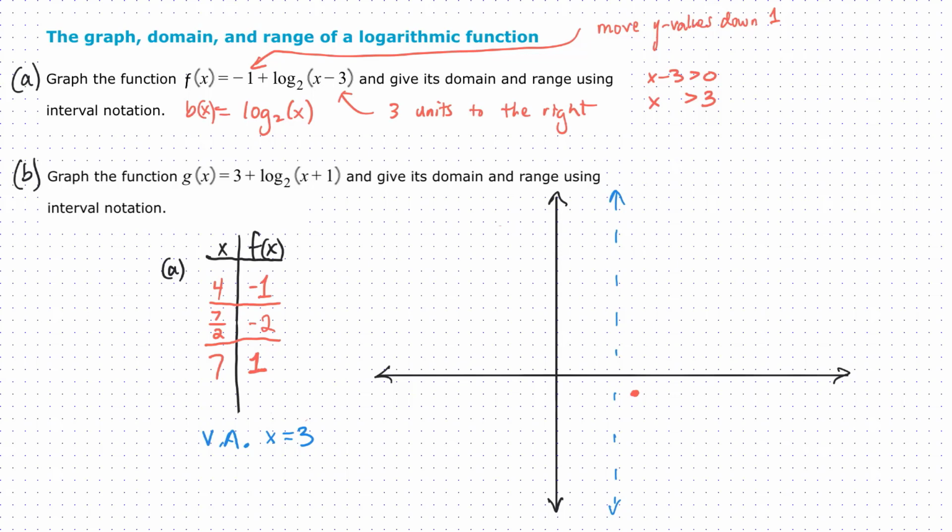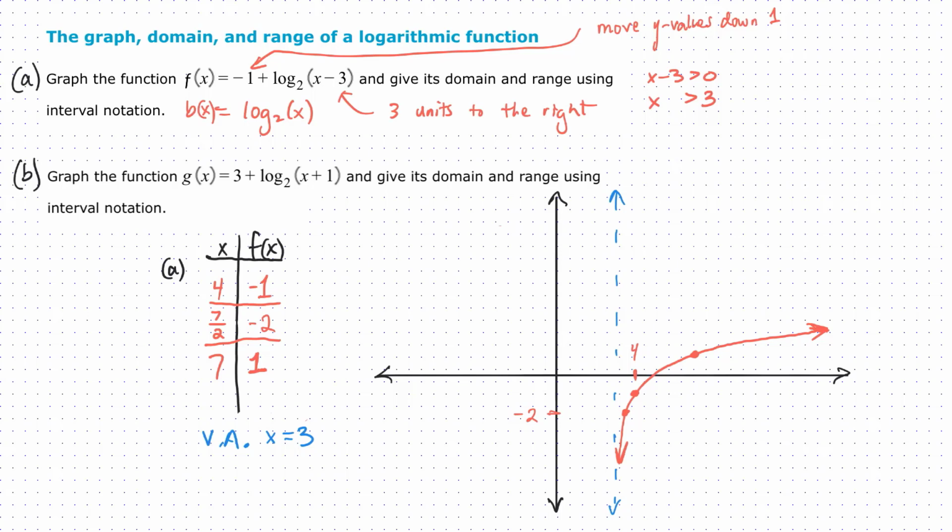At 3 1/2, it's at negative 2. So let's put a negative 2 here. This was a 4. And then at 7, it's going to be at 1, right here. And now, this does look like the inverse function of an exponential function. Whoa, that's cool. We got a log function.